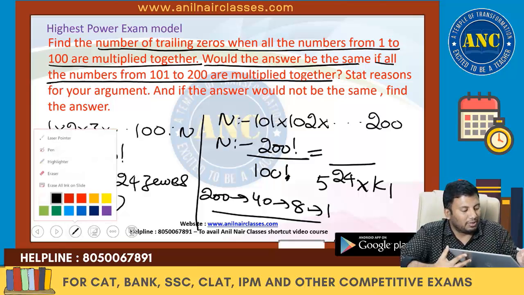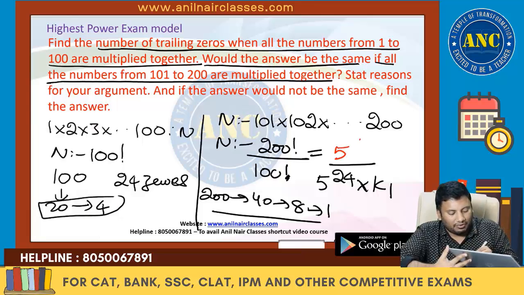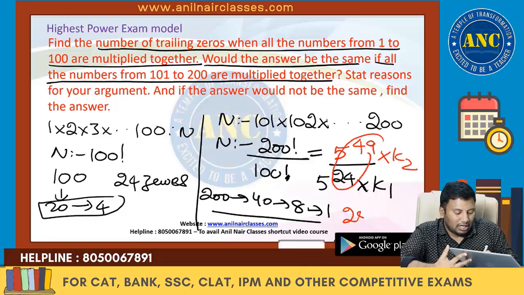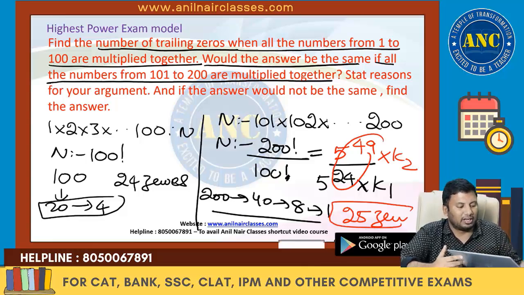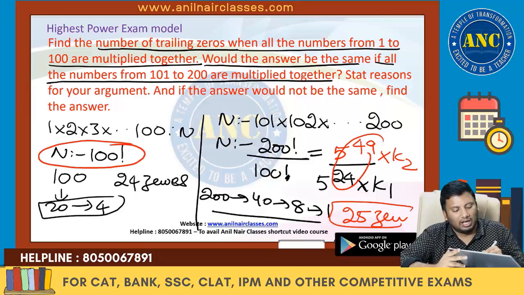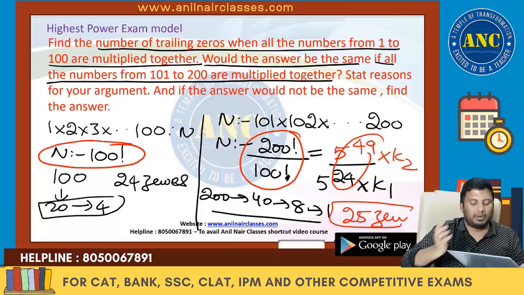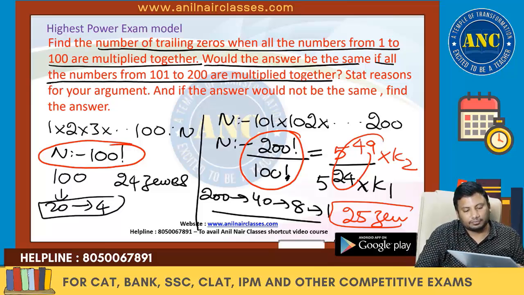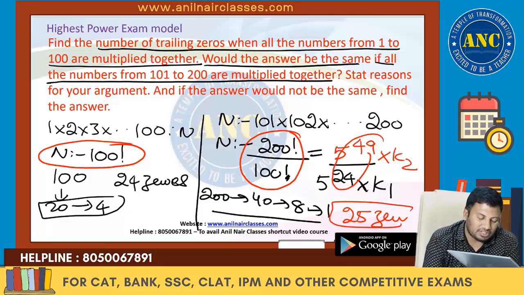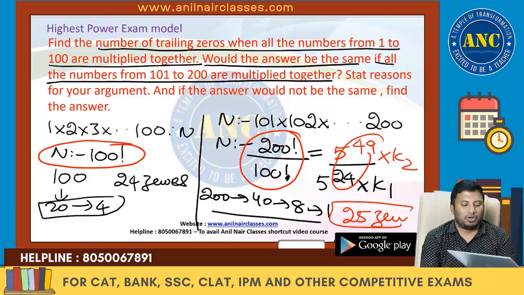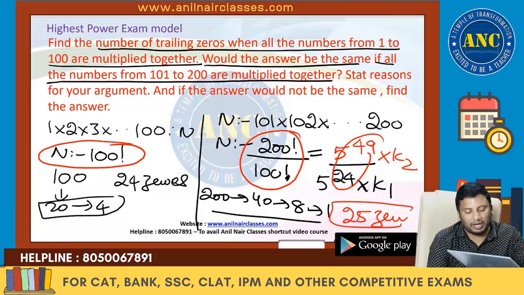How can it be the same? It cannot be the same. 200 factorial is 5 power 49 into k2. 49 minus 24, I am getting 25 zeros at the end. This is 100 factorial, and this is 200 factorial by 100 factorial. The answer will not be the same. Why? Because 100 factorial contains all the natural numbers from 1 to 100, while 200 factorial by 100 factorial contains the numbers from 101 to 200. So that will result in a little extra.